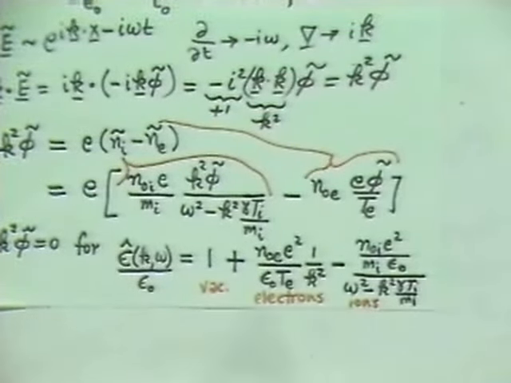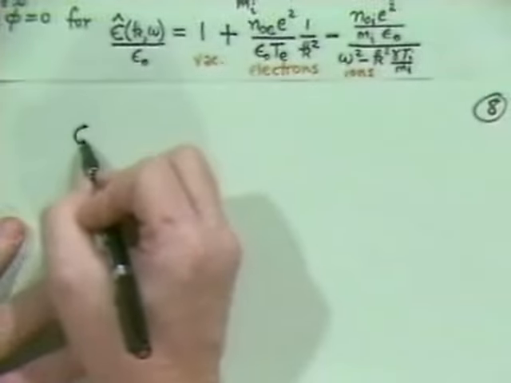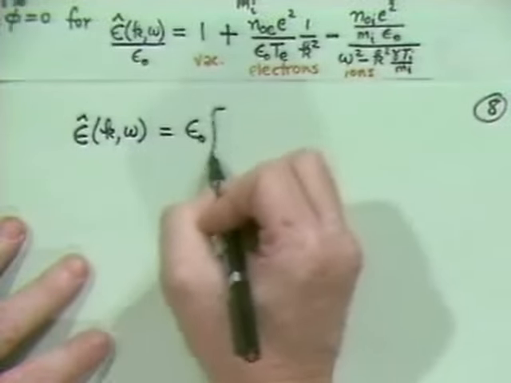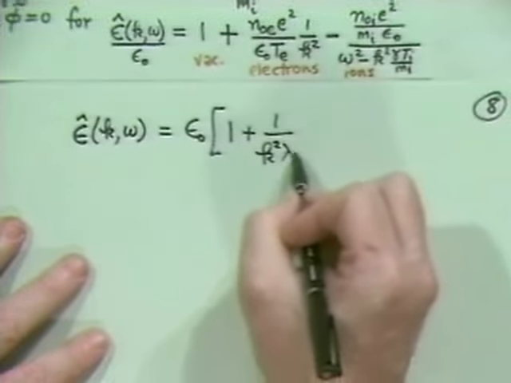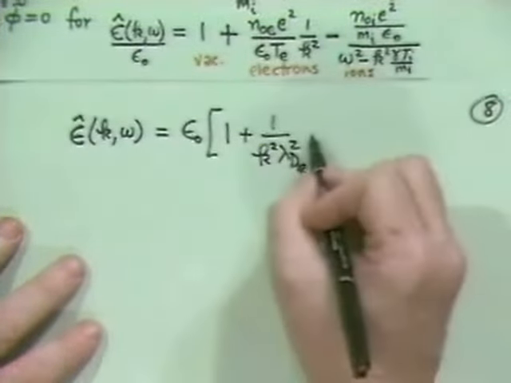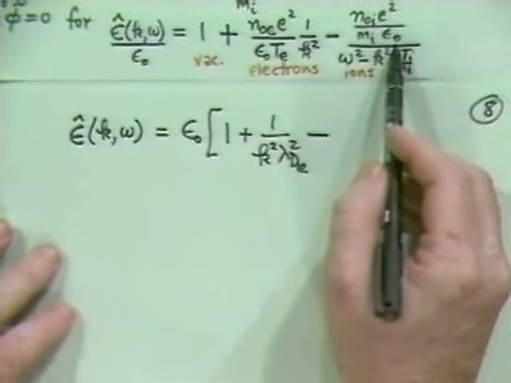So how do we look at what these various terms mean? Anybody remember what n naught e, e squared over epsilon naught T_e is? 1 over the Debye length squared, right? So let's do this. So what we've got is that epsilon hat of k and omega is going to be equal to epsilon naught times 1 plus 1 over k squared lambda Debye electron squared, which is effectively going to give us Debye shielding.